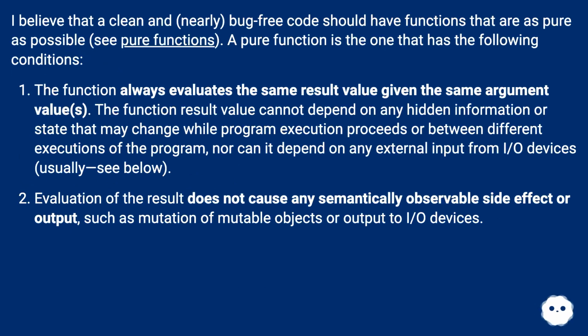I believe that clean and nearly bug-free code should have functions that are as pure as possible. See pure functions. A pure function is one that has the following conditions. The function always evaluates the same result value given the same argument values. The function result value cannot depend on any hidden information or state that may change while program execution proceeds or between different executions of the program, nor can it depend on any external input from I/O devices. The evaluation of the result does not cause any semantically observable side effect or output, such as mutation of mutable objects or output to I/O devices.